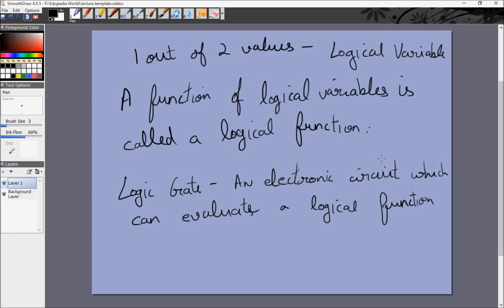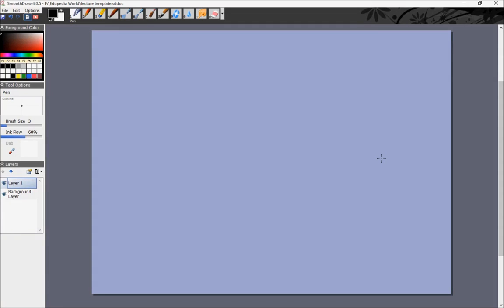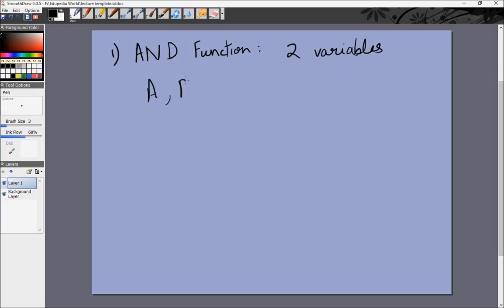Right. So let's start with our studying of logical functions. There are three basic logical functions which we'll see in this video and two in the next video. The first one is called the AND function. Now a function has to have variables, and AND has two variables. Let's call those variables A and B. So when A and B are joined together using the AND function, it's either written as A dot B, or sometimes it's simply written as AB. So A dot B or AB means A and B.